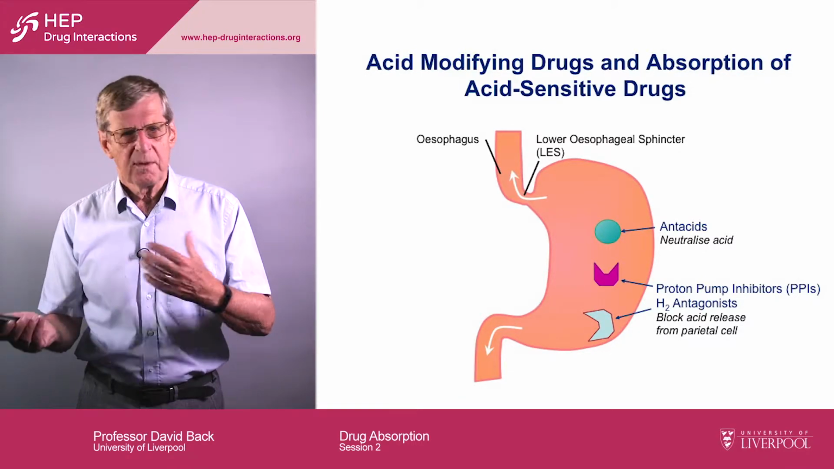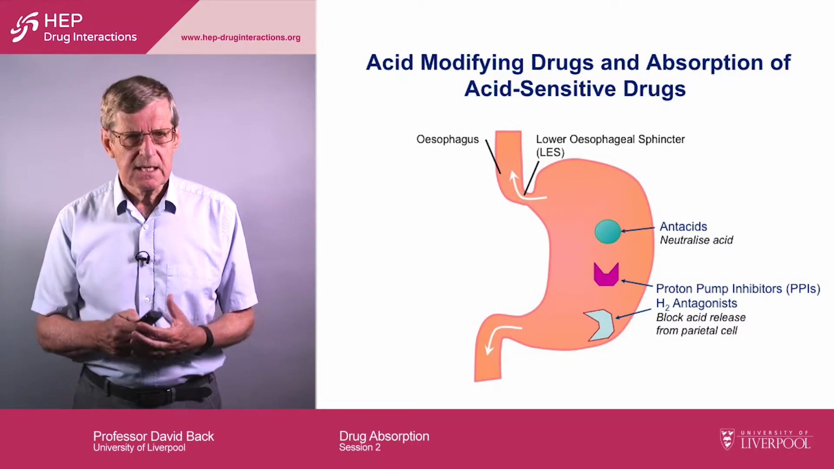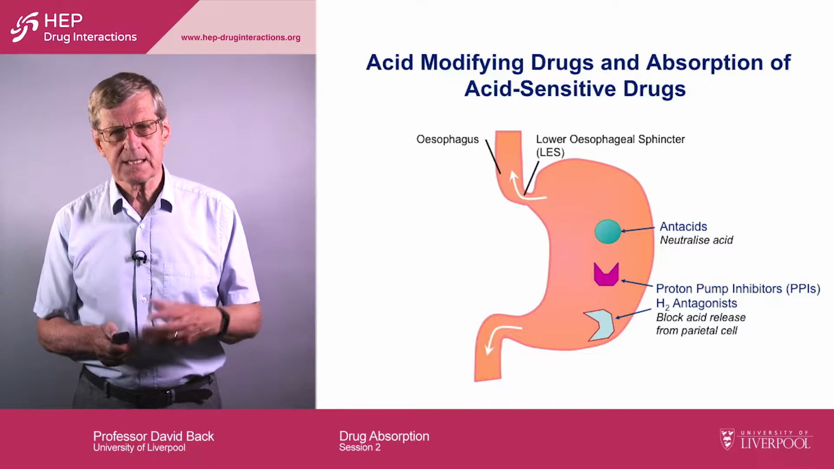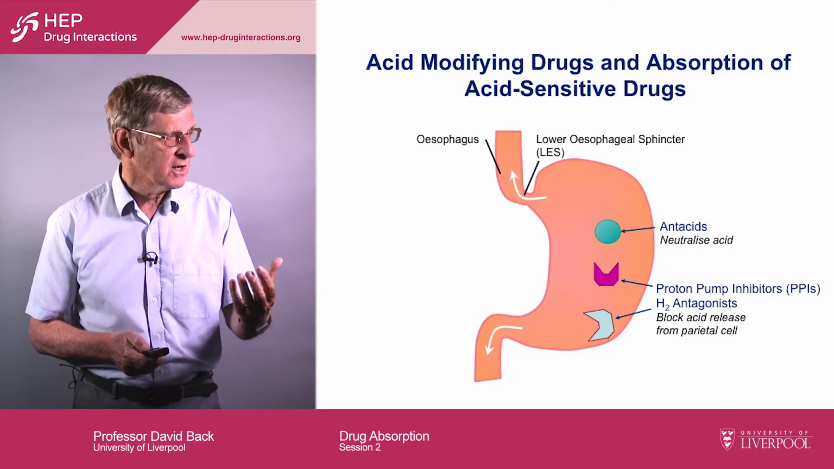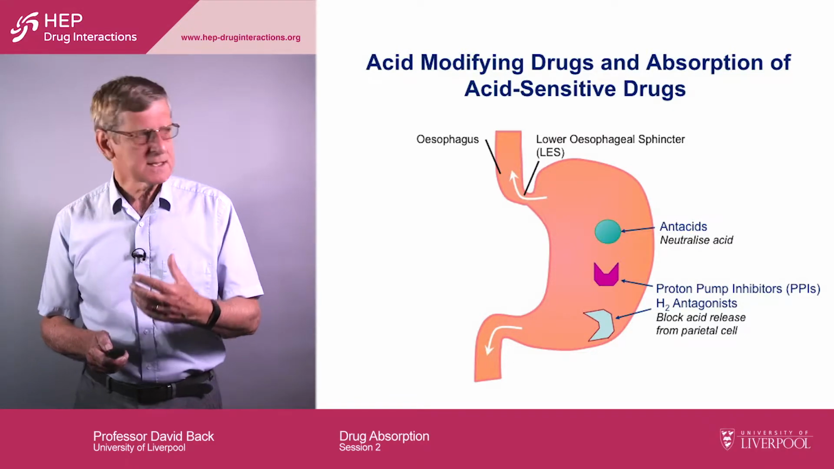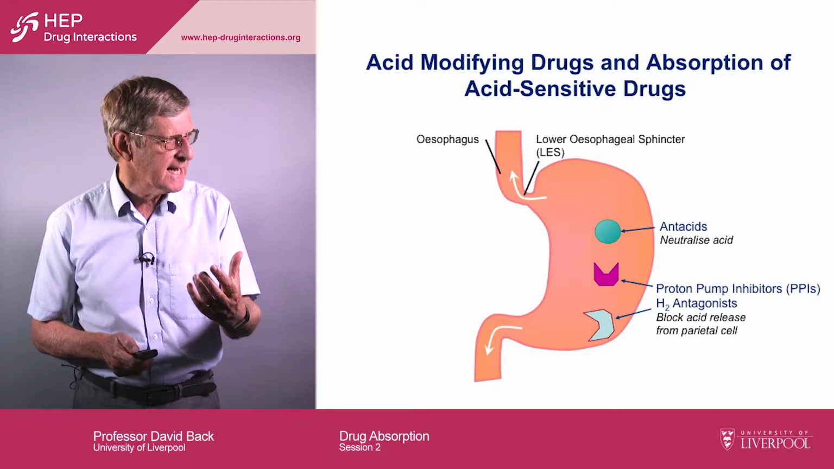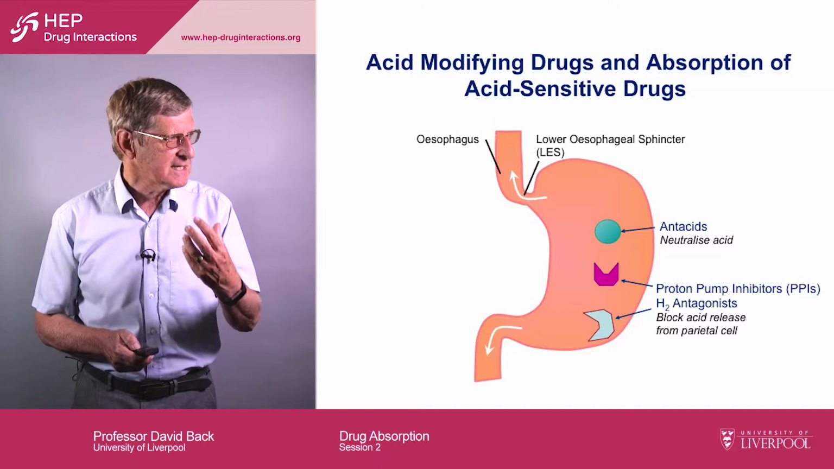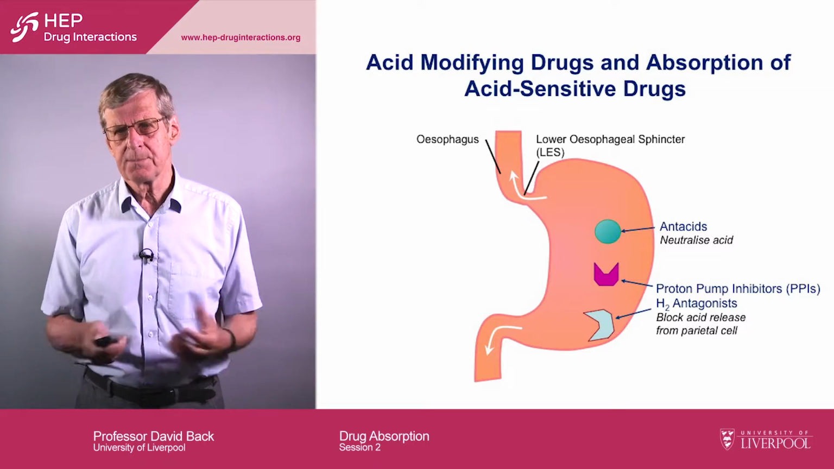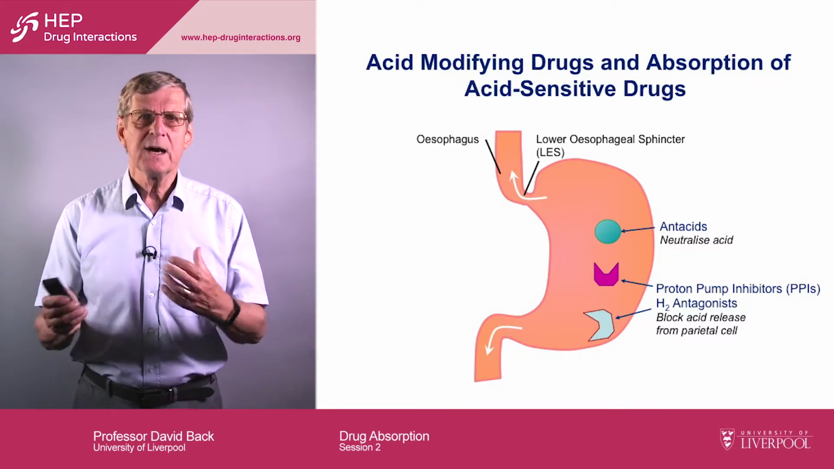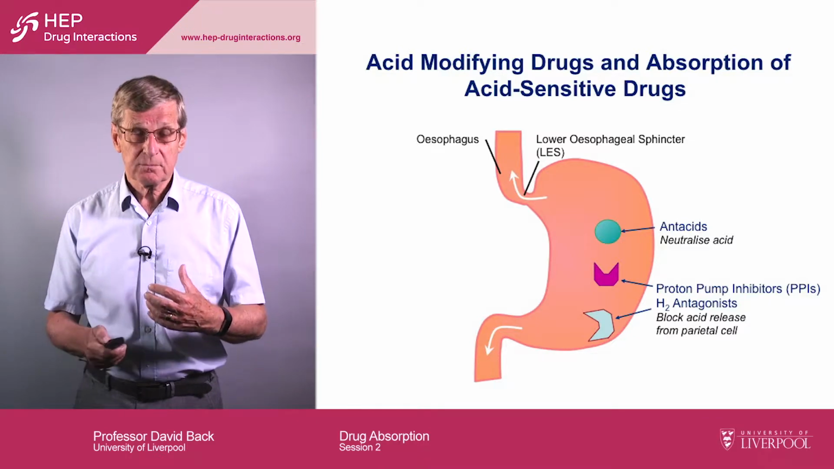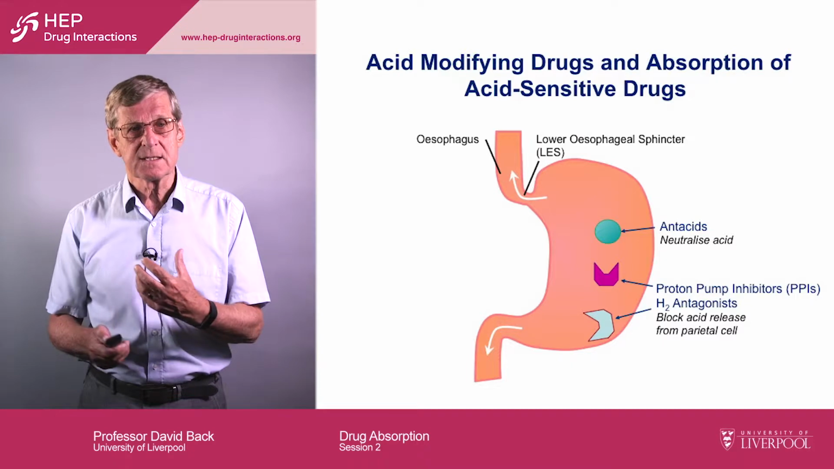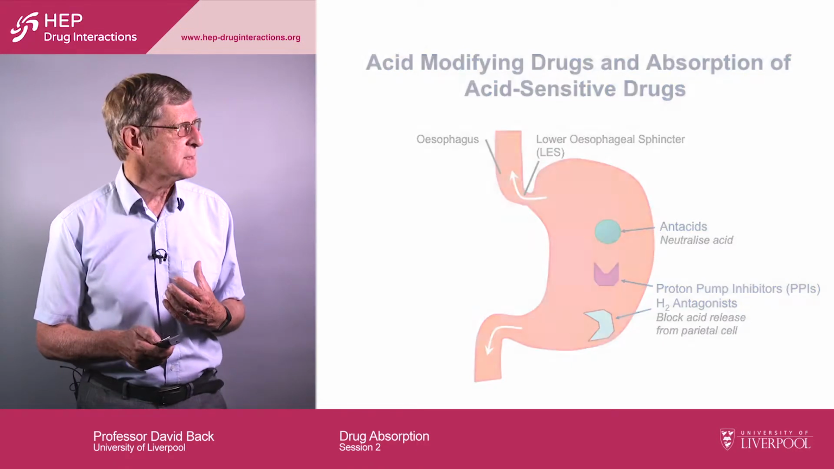These can normally be aluminium- or magnesium-containing antacids, and they will neutralize the acid in the stomach to some extent. But there are other drugs which are more potent, such as the H2 receptor antagonists and the proton pump inhibitors. They block acid release from the parietal cells. So we do have these aspects of having to understand the role of antacids in the absorption of drugs.